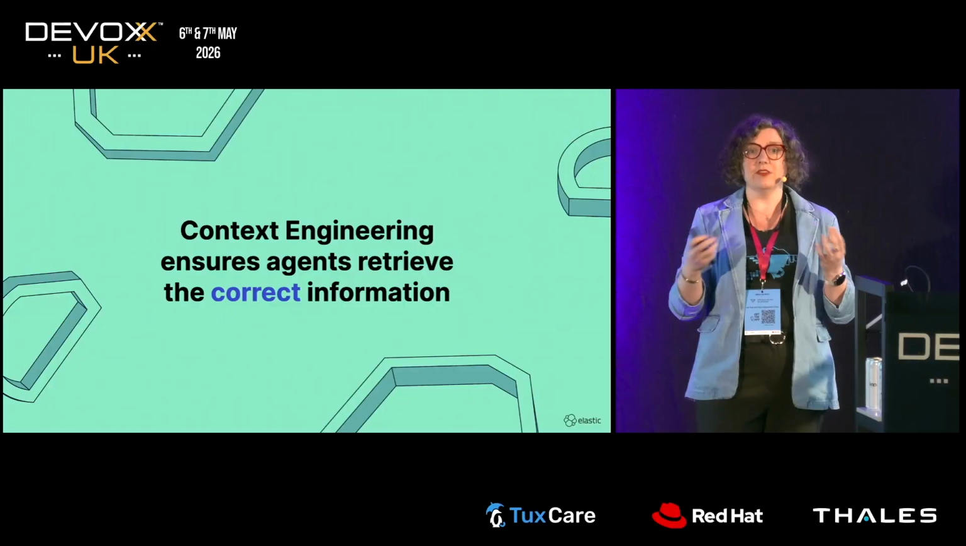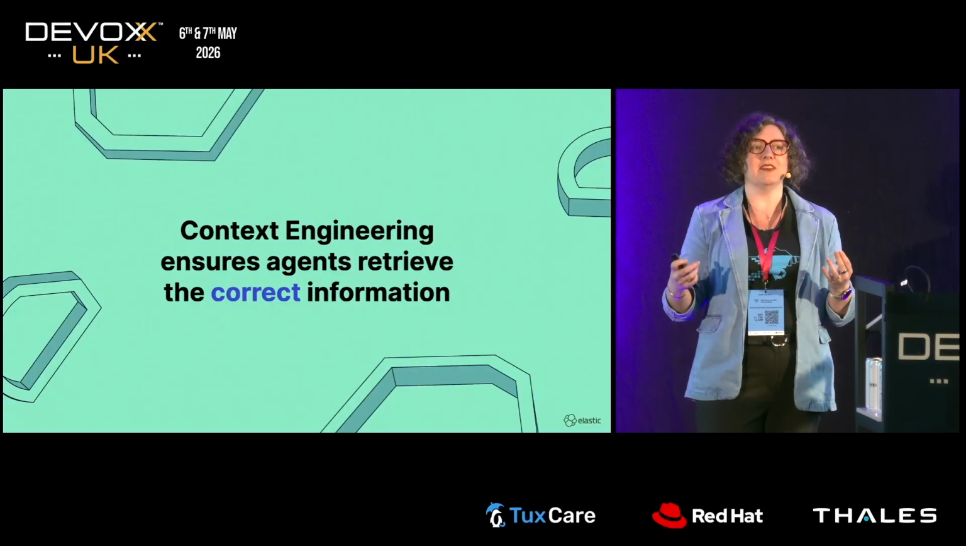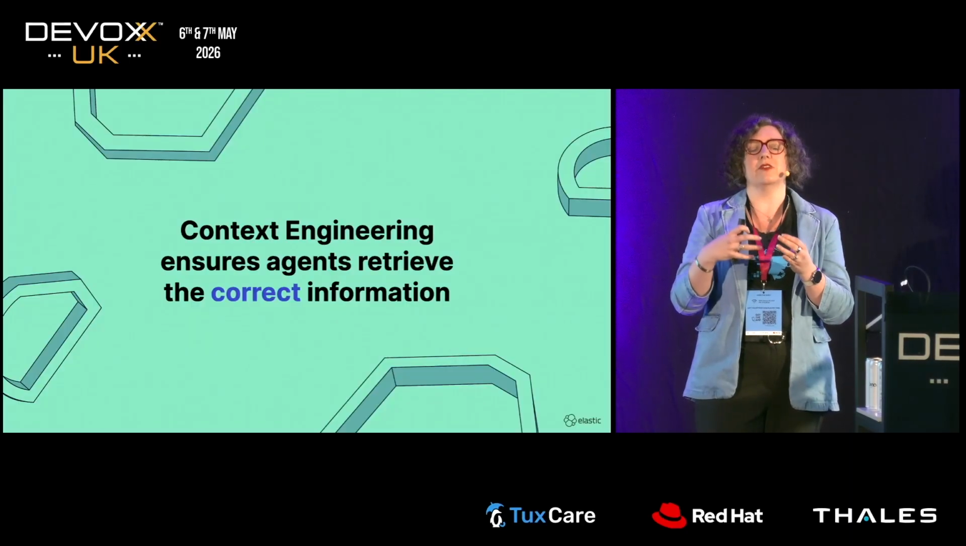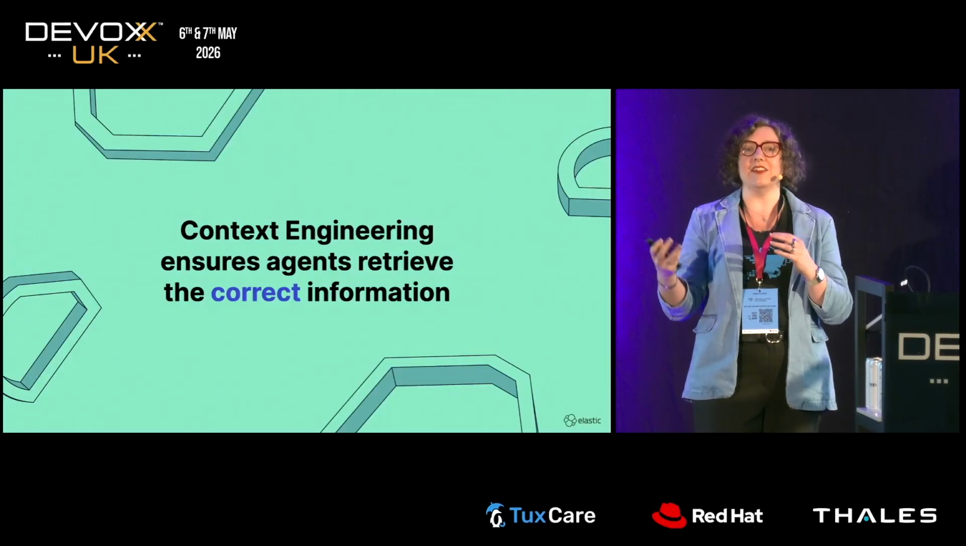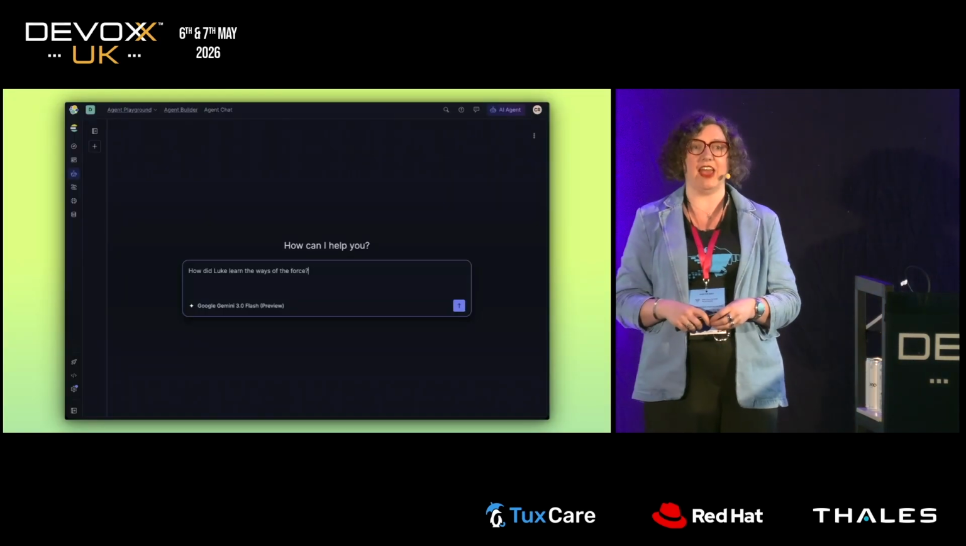So who's heard of context engineering? It's been the buzzword over the last year. Basically, this is the idea of us trying to figure out what information we need to pass into an agentic system to make sure it's got the right information. That's what context engineering is.